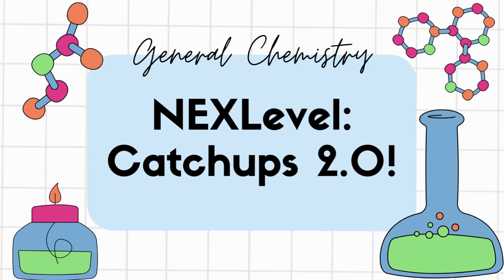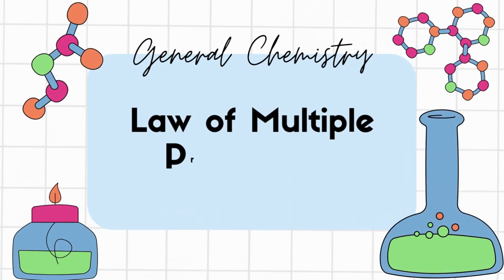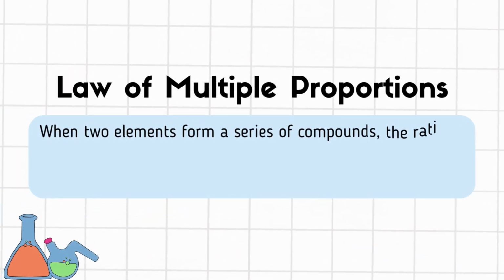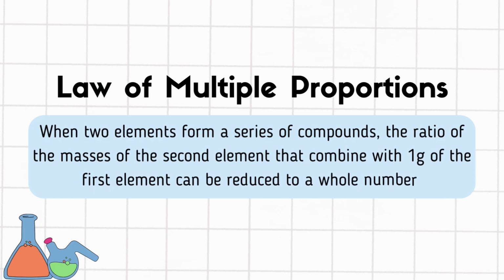In today's video, we will be covering the 5th lesson we have for General Chemistry. For this video, we will be focusing on the law of multiple proportions. This law states that when two elements form a series of compounds, the ratio of the masses of the second element that combine with 1 gram of the first element can always be reduced to small numbers. So we are dealing with the ratio ng isang element or ng isang compound to another compound.